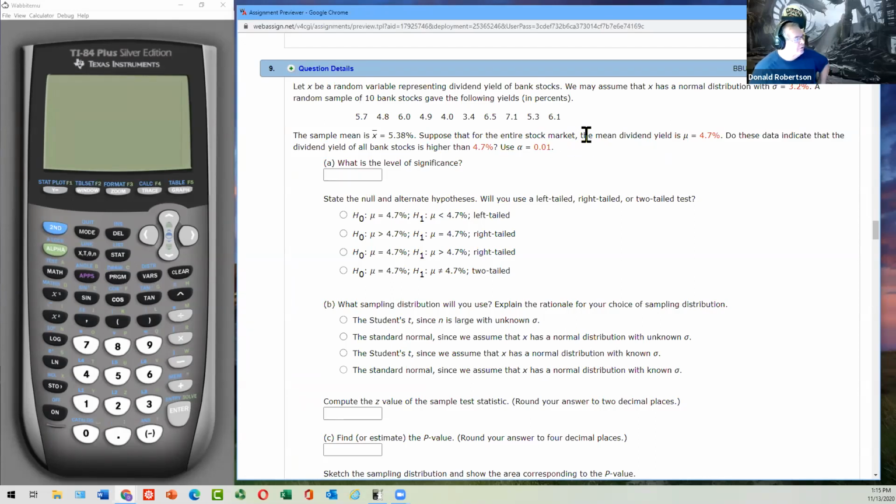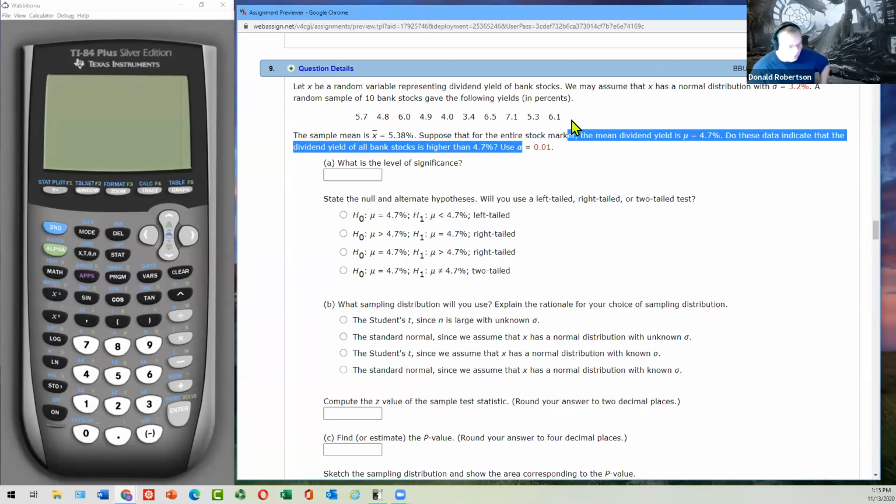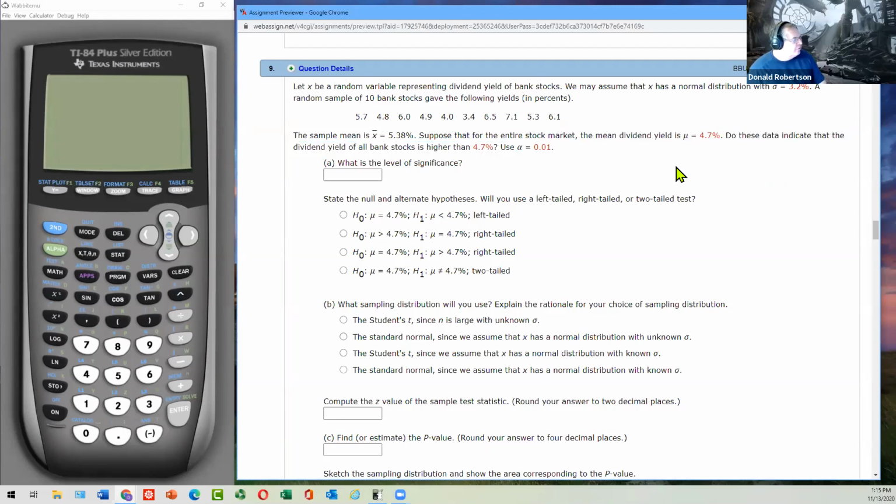Suppose we want to look at this and see, here's our question: does this data indicate that the yield of bank stocks is higher than 4.7? And the significance level is this. So all those numbers in step 2 are there, and I will return to it. Right, now let's get the easy one out of the way. That's called the significance level. So 0.01 goes there.